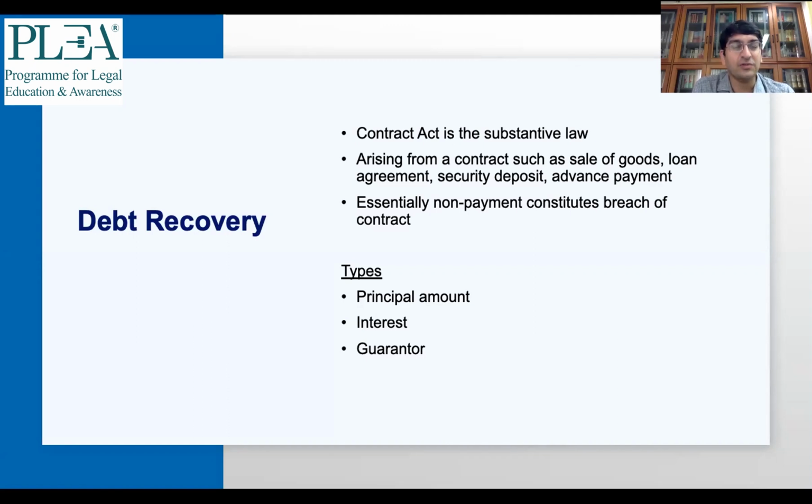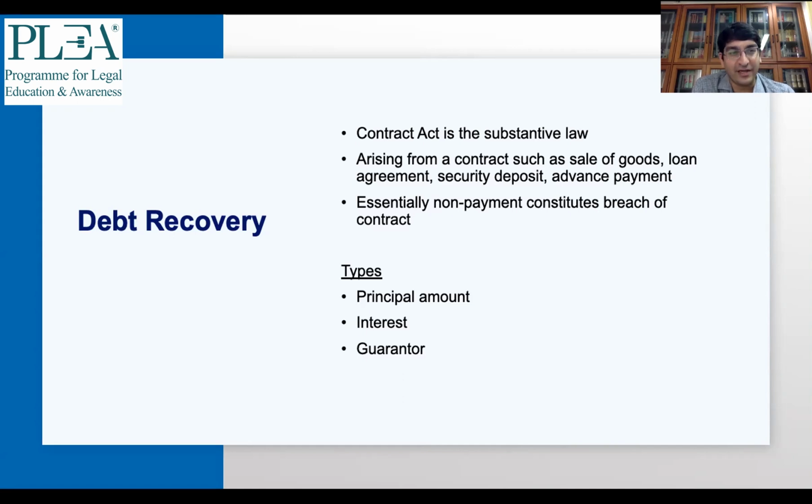Another point is that we have the concept of guarantors. So basically, under contract law, when a person says that, in case the debtor is unable to pay the creditor, I will step in and pay off the dues of the debtor to the creditor, such a person is known as a guarantor.